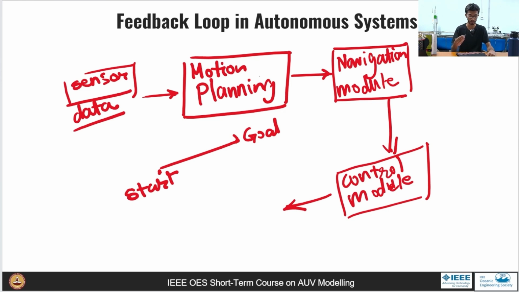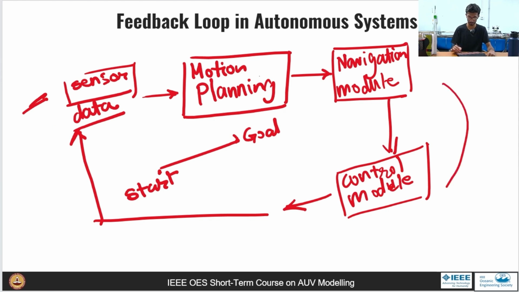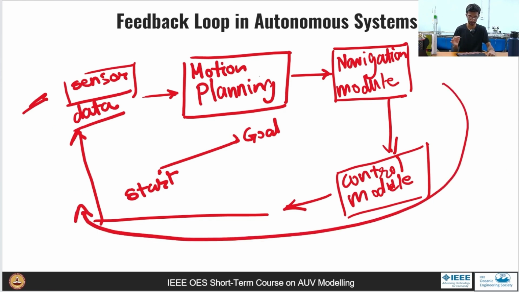As the AUV progresses towards its goal, the sensor data it collects is also varied. This varying sensor data leads to a varying motion plan. This varying motion plan leads to different locations of the AUV, which is again interpreted by the navigation module, and further it leads to different control outputs. And this loop keeps on going, and that is the feedback loop in autonomous systems.